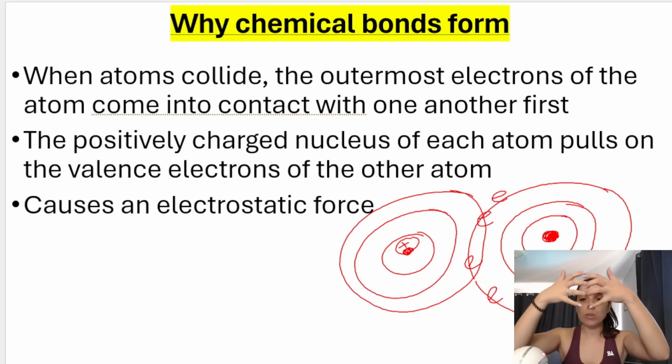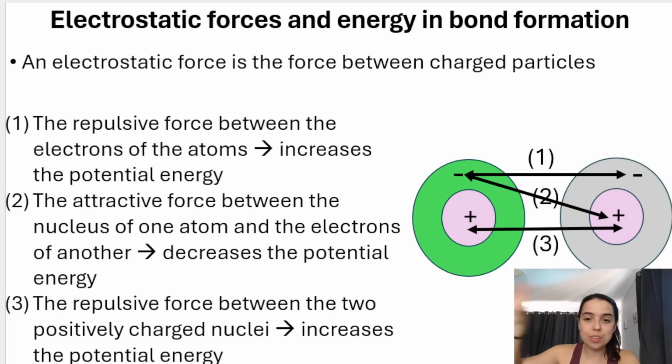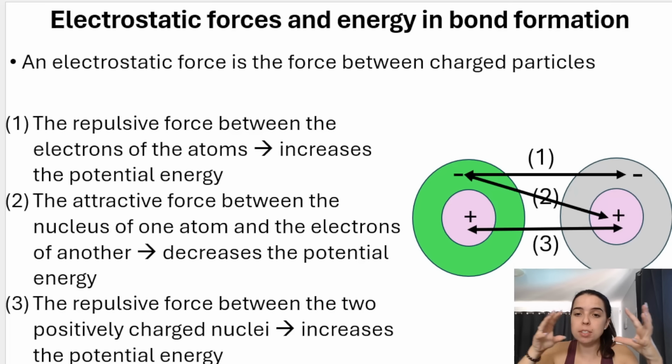Atoms collide, and the outermost electrons, the valence electrons, come into contact with one another first. The positively charged nucleus pulls on the valence electrons of the other atom, as I mentioned, and this creates a force. Now, we will go through this in more detail, as I said, in other videos in this playlist, but this is essentially what happens. There's an electrostatic force between the different charged particles. There are attractive forces, there are repulsive forces, and basically they find an optimal distance between them where the energy is the lowest, and that's when the bond happens.